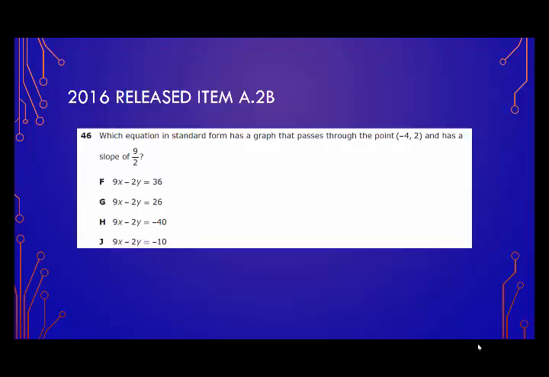All right, so let's start out with item 46 attached to A.2b, and 54% of our students answered this one correctly. It's coded with processes 1B, 1C, and 1F, with the correct answer being H. So in this case, they had to take the slope and take the point and then write it in standard form.